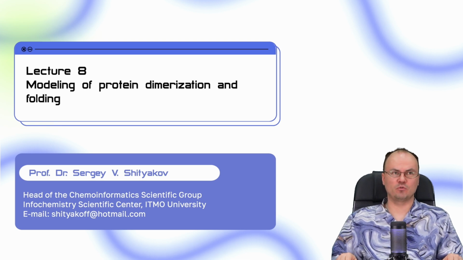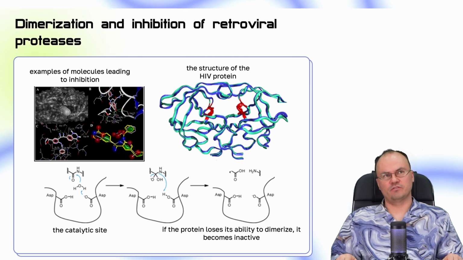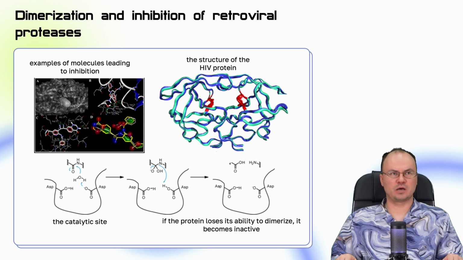In this lecture, I would like to give you some introduction on modeling of protein dimerization and folding. First of all, I would like to give you some overview on the dimerization, why it is important in terms of rational drug design and discovery. And this concept we are widely using in our project, in particular in chemoinformatics.